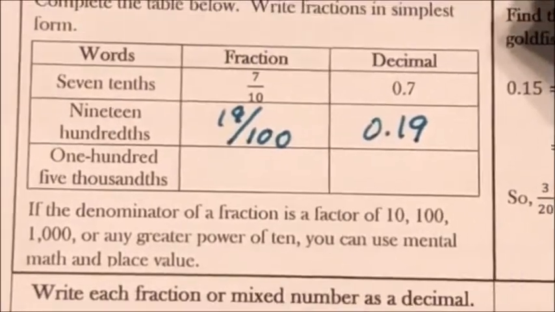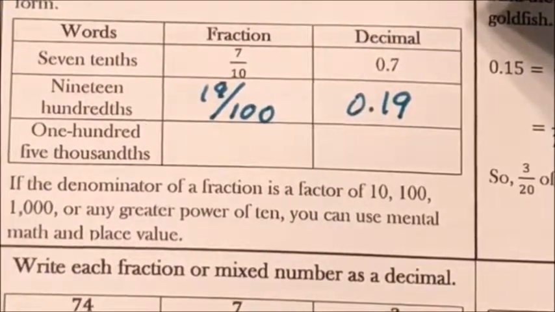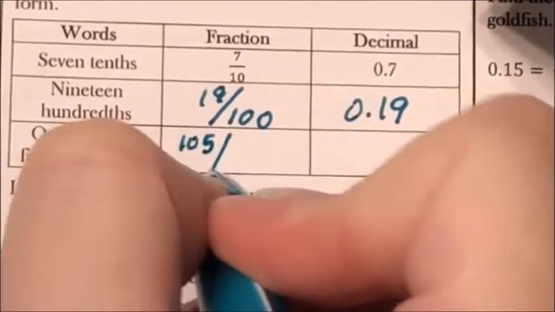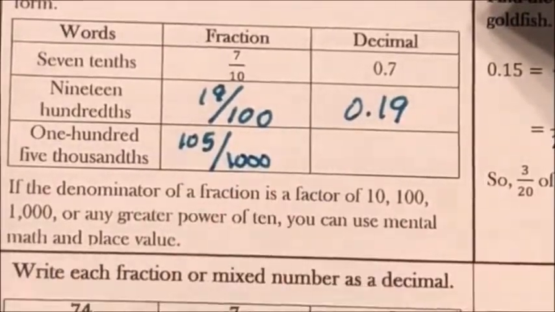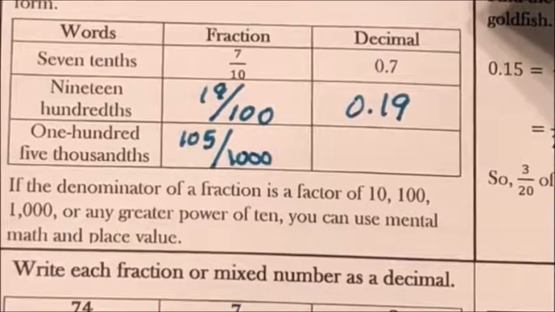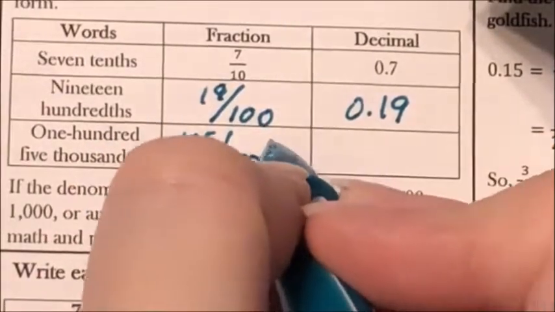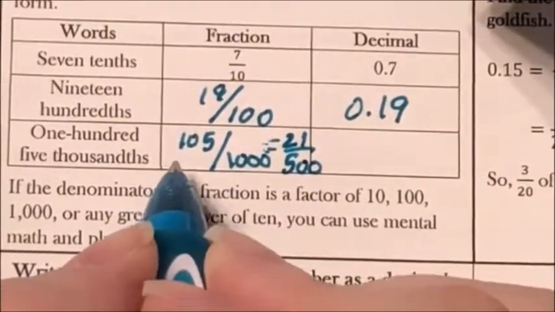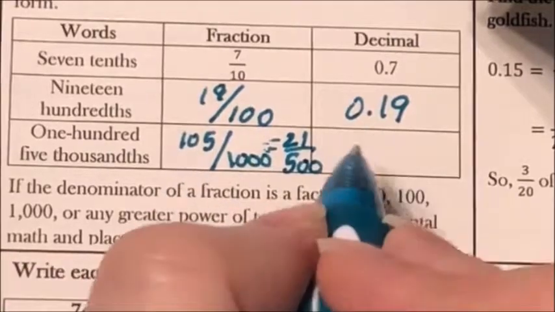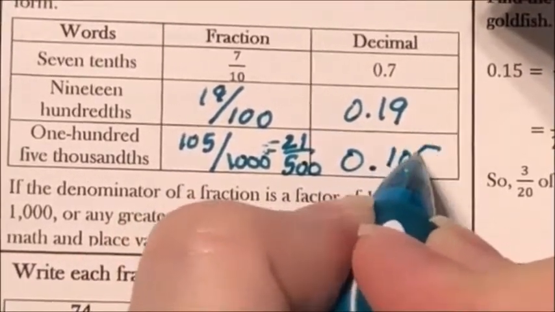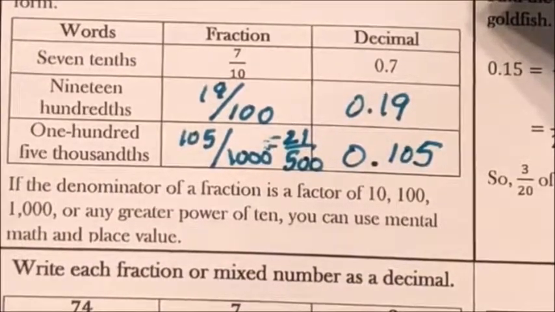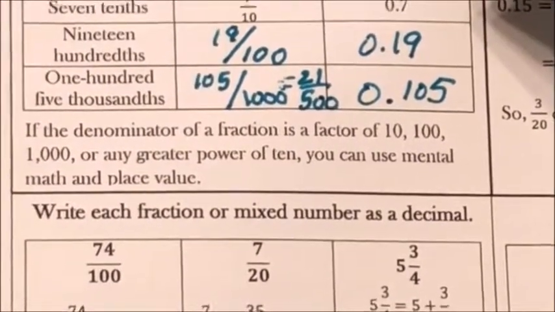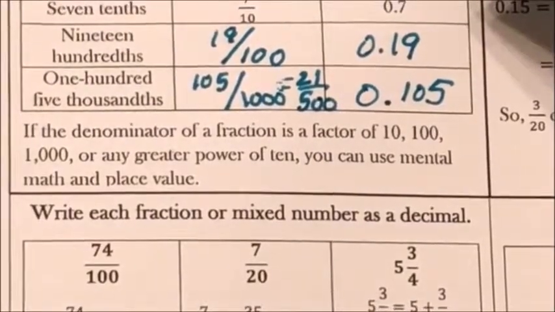Okay. Then I have 105 thousandths. So 105, and then thousandths. And this is not in simplest form because I can divide both 105 and 1,000 by 5, which gives me 21 over 500. But I'm going to still use this to write my decimal. So I take 0 and 105. If the denominator of a fraction is a factor of 10, 100, 1,000, or any greater power of 10, you can use mental math and place value.